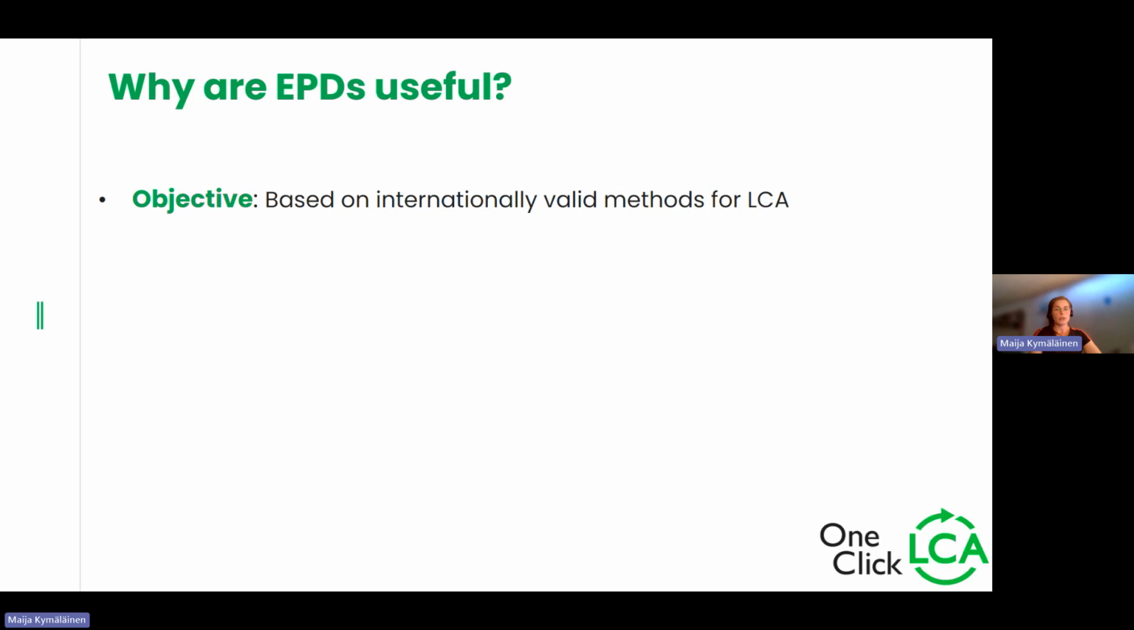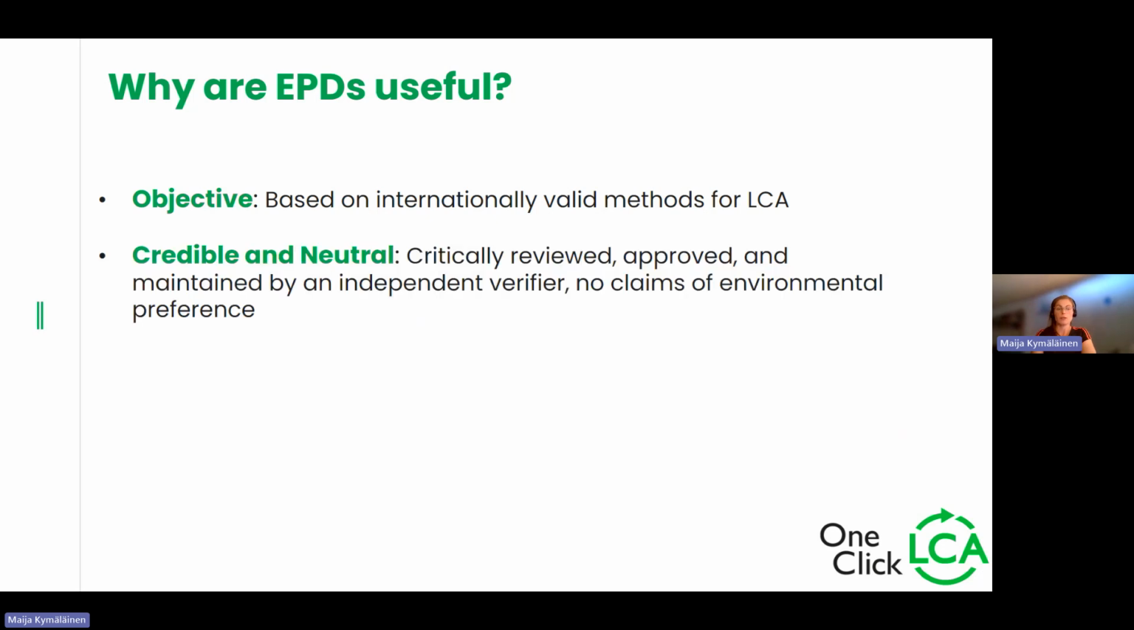So why are EPDs useful? They are objective, so they are based on internationally accepted standards and validated LCA methods. They're credible and neutral, so EPDs are critically reviewed, approved, and maintained by independent third-party verifiers, and they do not make environmental preference claims. So even if you have an EPD, it doesn't say that your product is better than some other product. It just gives you valid information on what the environmental impacts are.